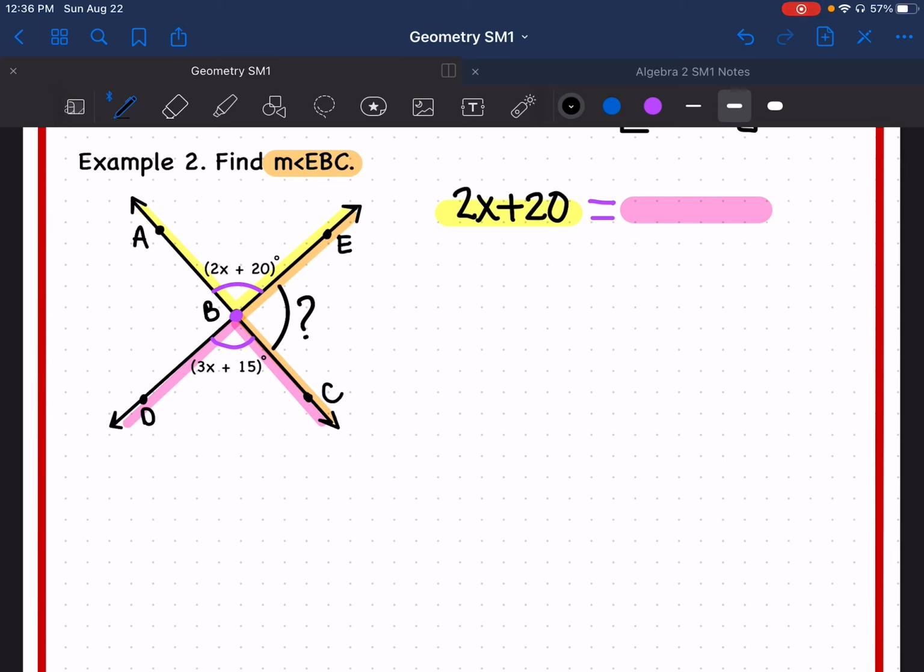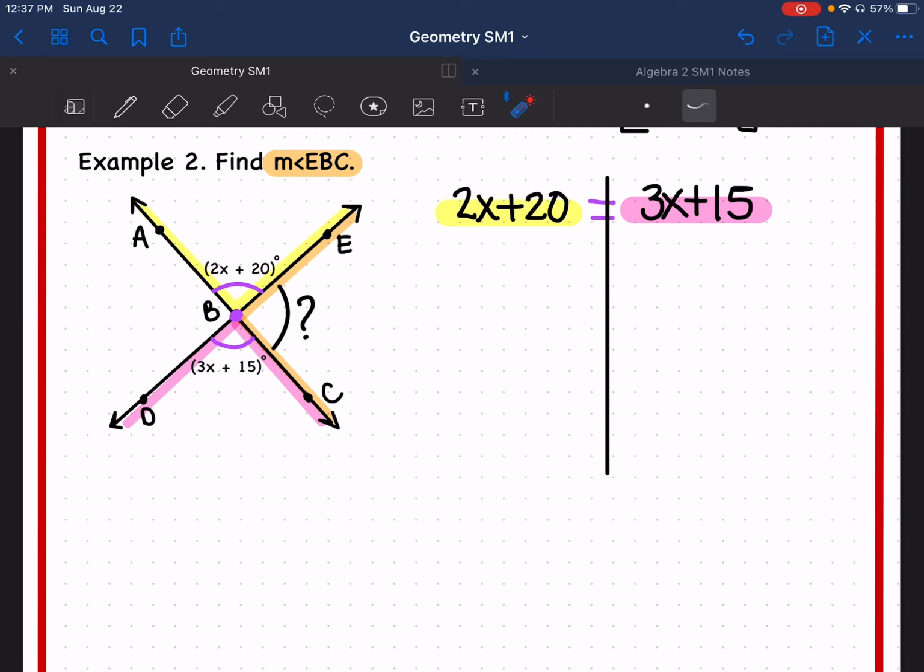You have to do 2 times x and then add 20. Same thing here. I can drop the parentheses because they're really there for the purpose of finding the degree of the angle. Let's go ahead and solve for x so that we can find that orange angle. All right, I do not see any distributing because remember we talked about the fact that these parentheses are not distributing parentheses, they are parentheses for substitution purposes.